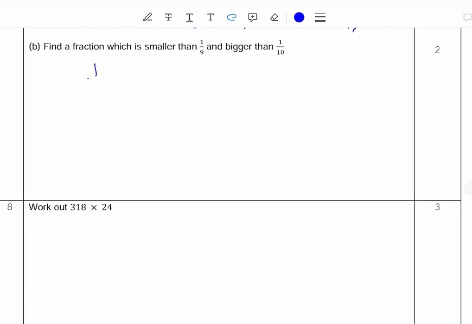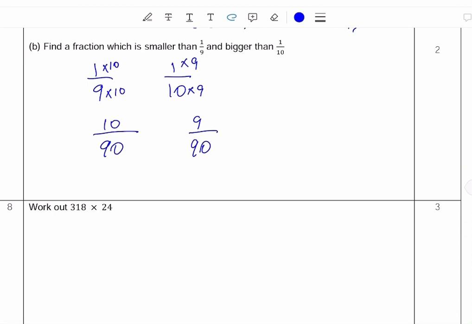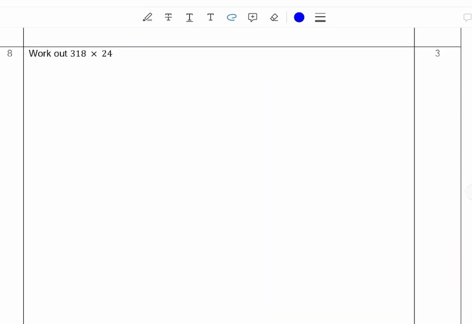The next question, we need to find a fraction which is smaller than the given one. Again, make them both out of the same denominator. I made them both out of 900, as you see. Then we just find a number between 90 and 100, which is 95 or 96 or 93 out of 900.